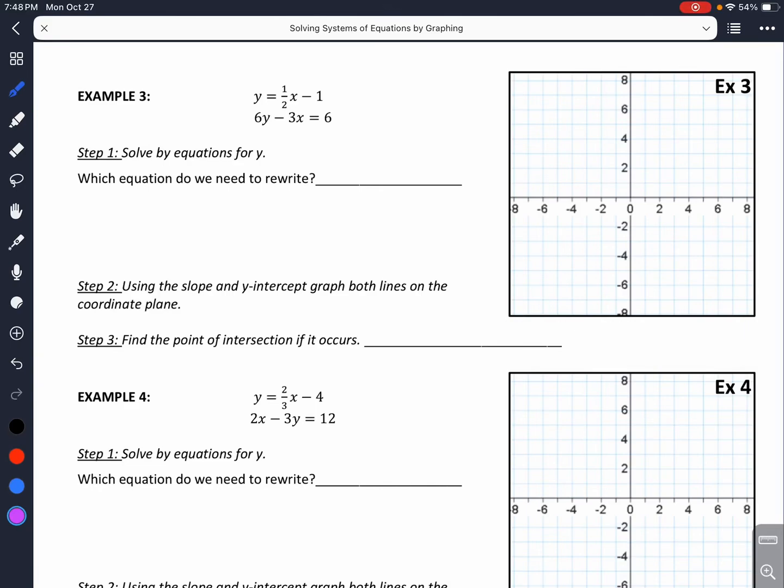Okay, so this is part 2 of solving systems of equations by graphing. These are just a couple more examples if you need them.